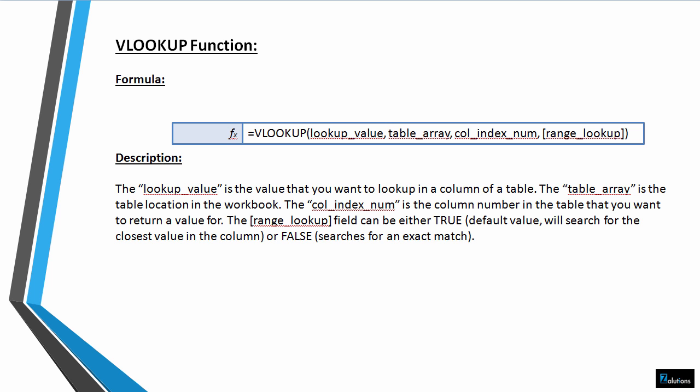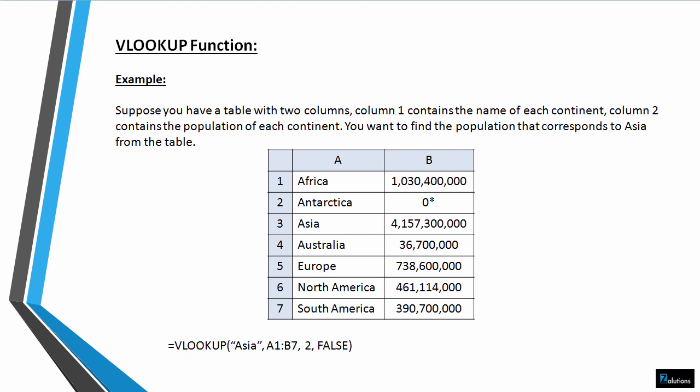The lookup value is the value that you want to look up in a column of a table. The table array is the table location in the workbook. The col index num is the column number in the table that you want to return a value for. The range lookup field can be either true or false, where true is the default value. If it is true, the formula will search for the closest value in the column. If it is false, it will search for an exact match.